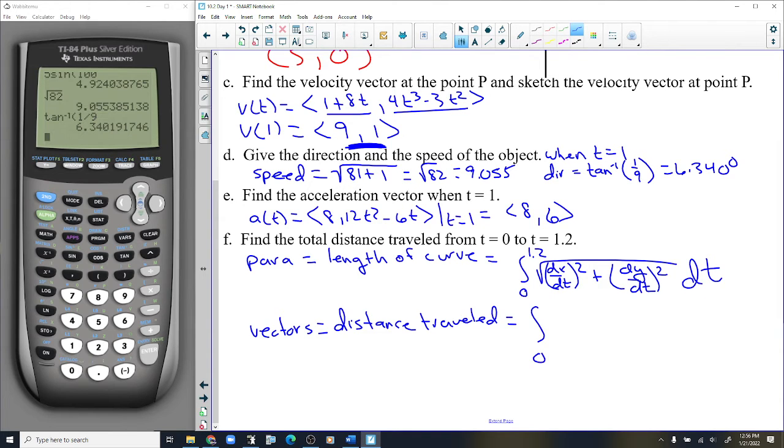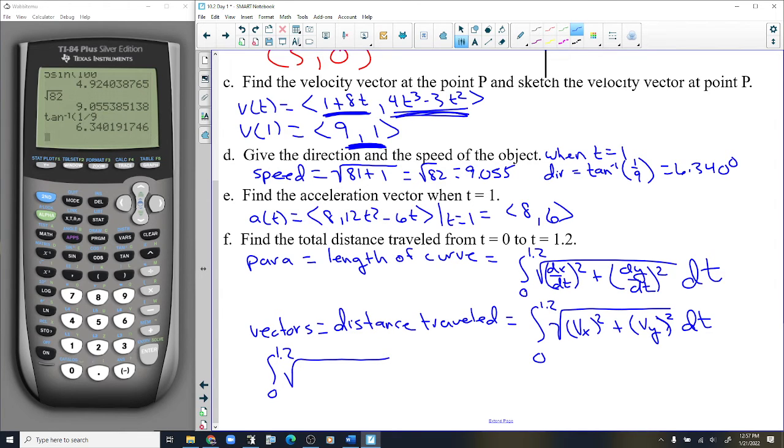Well, here with vectors, now we're just calling it distance traveled. And now it's the integral from 0 to 1.2 of the velocity vector. The velocity is the first derivative, so the velocity is the change in the position. So it's the x component of the velocity squared plus the y component of the velocity squared, dt. So we're doing the same thing we did with parametric. So to answer the question, it's the integral from 0 to 1.2 of the square root. I need velocity. So here's the velocity vector up here: 1 plus 8t squared plus 4t to the third minus 3t squared, dt.